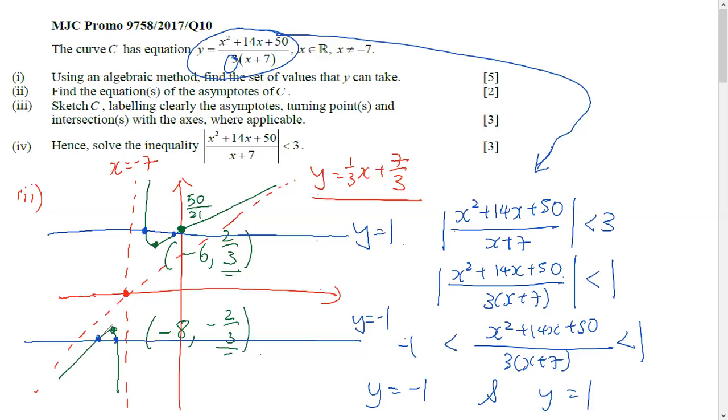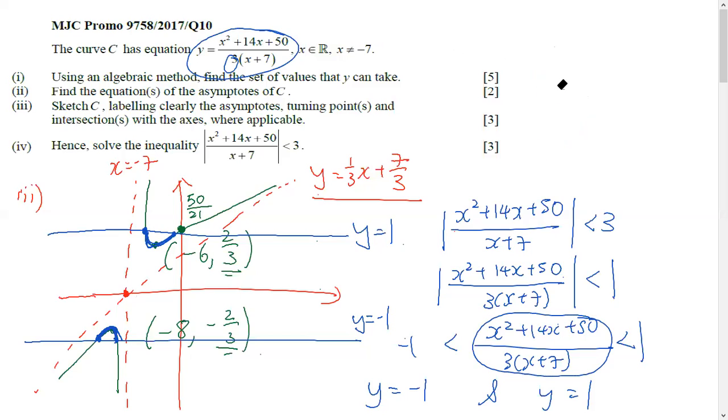The region that you want is for this graph to be between -1 and 1. So it's actually this region here and this region here. These 2 regions are the ones that fulfill the inequality. Let me just write down the answer.